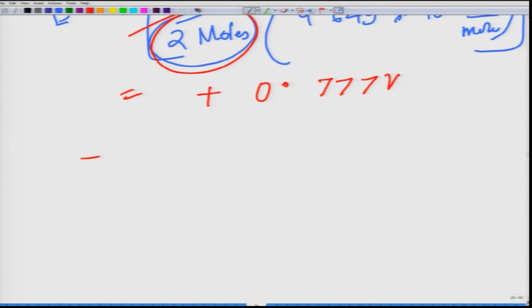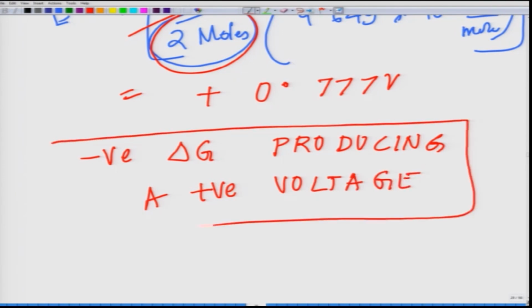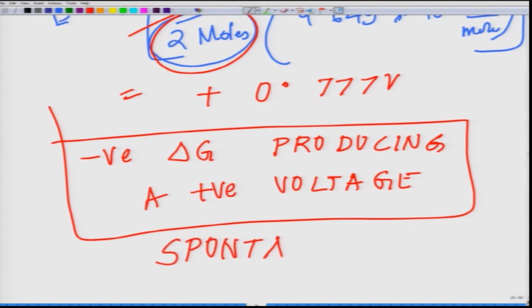So negative delta G produces a positive voltage, and this is a spontaneous reaction. Vice versa, if there were a positive delta G, which is a non-spontaneous reaction, you would get a negative voltage. So keep this in mind.